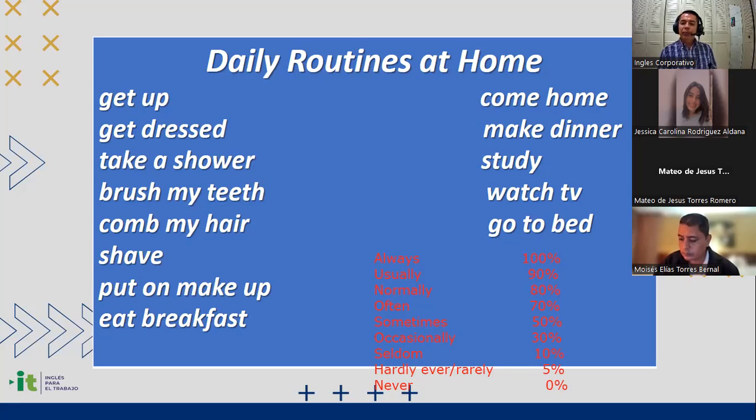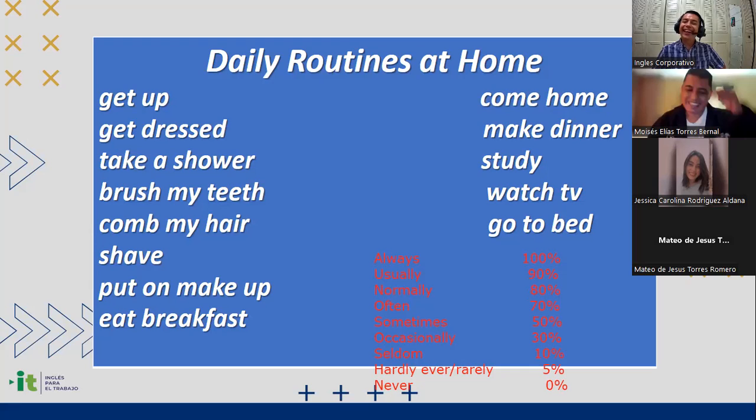Now, Moisés, help me, please. I was waiting for the cake, Moisés. Me quedé esperando el pastel, Moisés. What happened? Quedamos en deuda con el pastel.